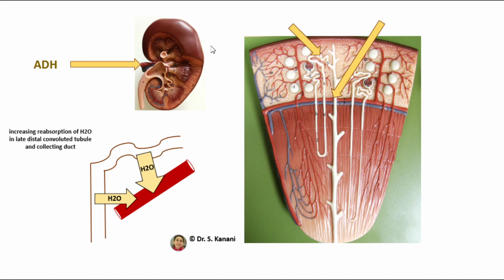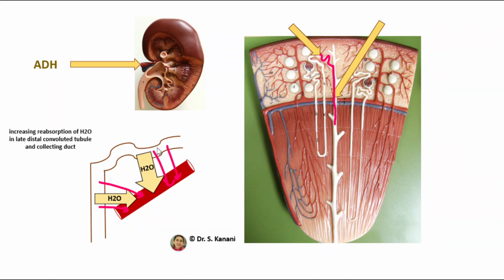When we go deep inside the kidneys and focus on the structure of the nephron to see exactly which part has receptors for ADH, we notice that the cells that line the late distal convoluted tubule and collecting duct are the ones impacted by ADH. As soon as these cells receive antidiuretic hormone, they increase reabsorption of water molecules. They increase pushing water molecules back into the bloodstream to increase the blood volume.